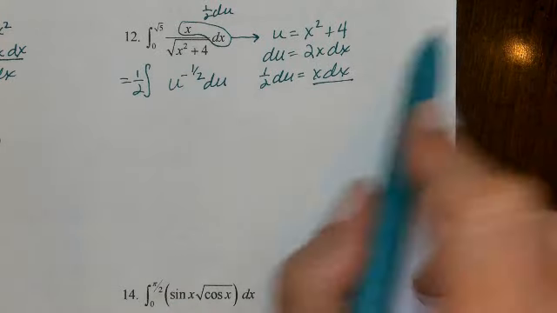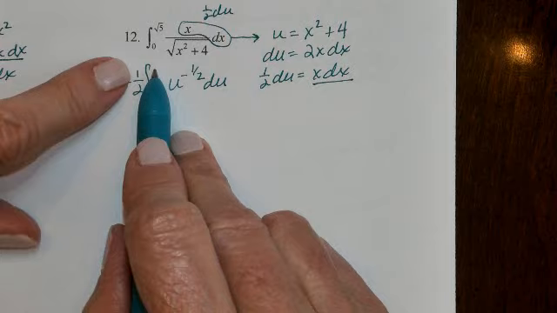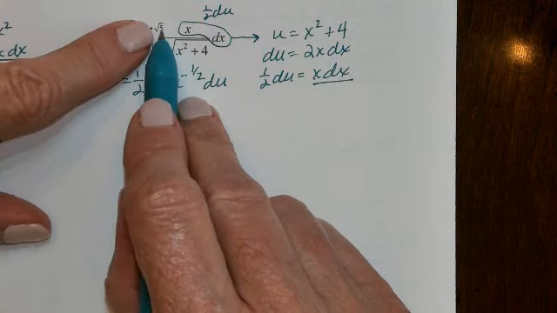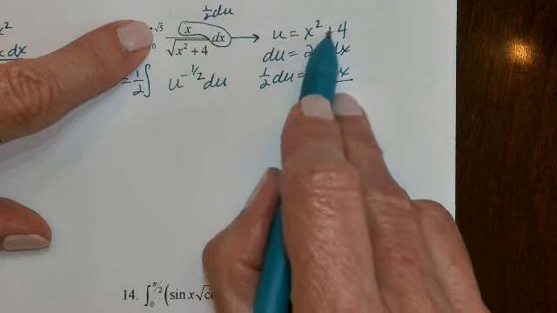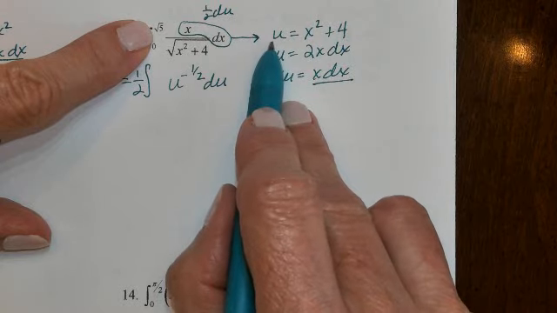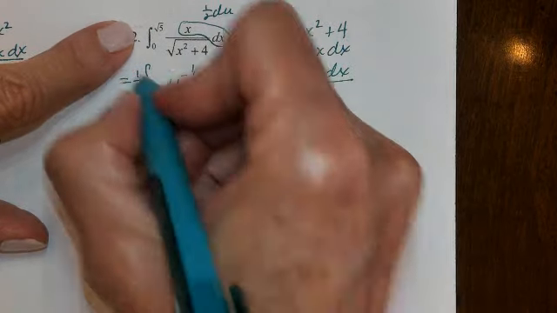Okay, boundaries. What's my new upper boundary? If I put the square root of 5 in for x, this would be 5 plus 4, which is 9. So my new u upper boundary is 9.